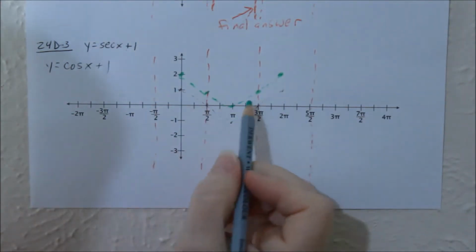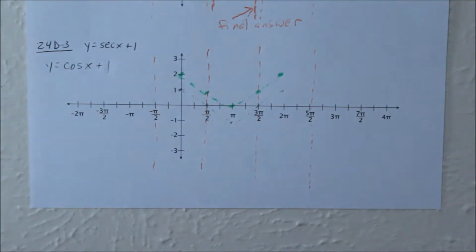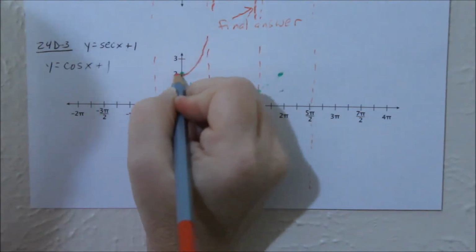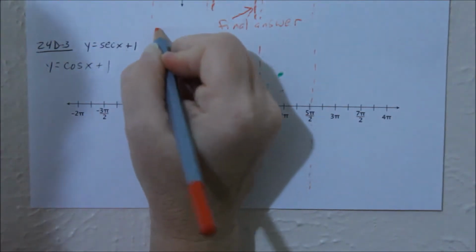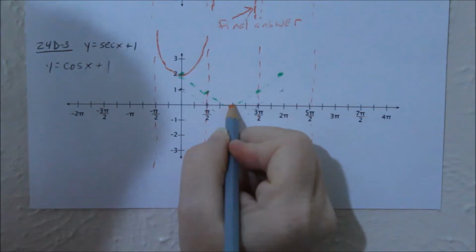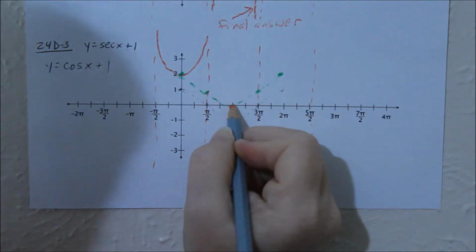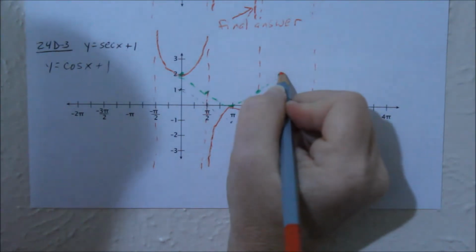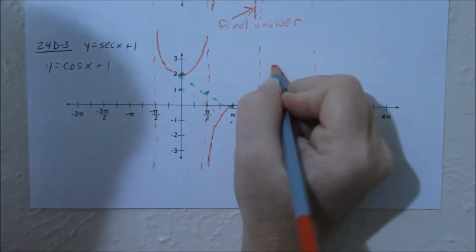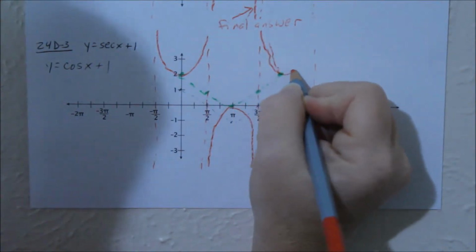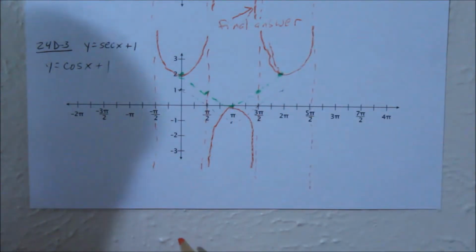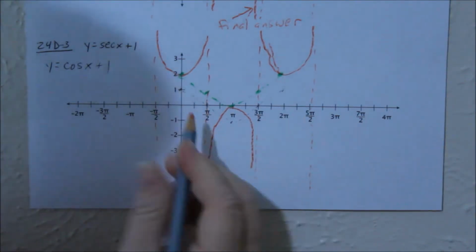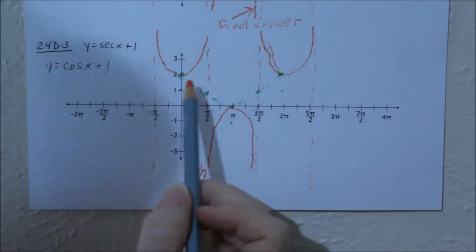Okay, now that I've done cosine x plus 1, I'm ready to draw my secant. This high point of cosine now becomes the low point of my secant, so my secant graph will look like that. This low point of cosine now becomes the high point of secant, so that valley now gets turned into a mountain. This high point right here becomes the low point of my secant. And your graphs will always go toward your asymptotes but never cross them. The asymptotes are boundaries.